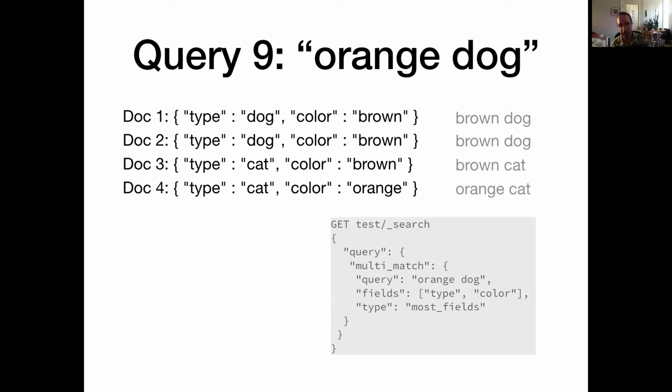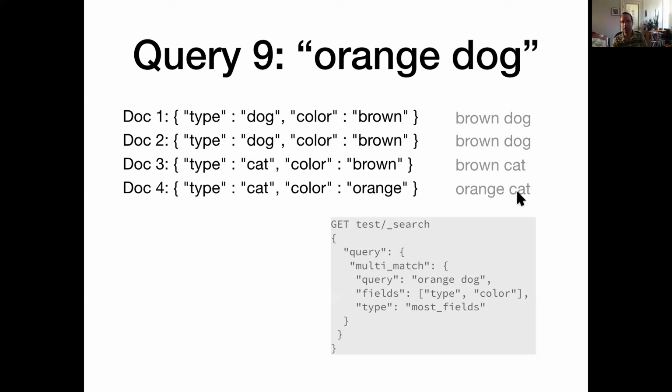Now moving on to query 9. Here, for the first time, we're going to look at a multi-match in Elasticsearch where we're searching across 2 different fields. I have a type field, which can be a dog or cat, and a color field, which in this case could be brown or orange. In my corpus here, I have 2 brown dogs, a brown cat, and an orange cat. I'm searching for orange dogs, so of course there are no orange dogs, but there is an orange cat and there are brown dogs.